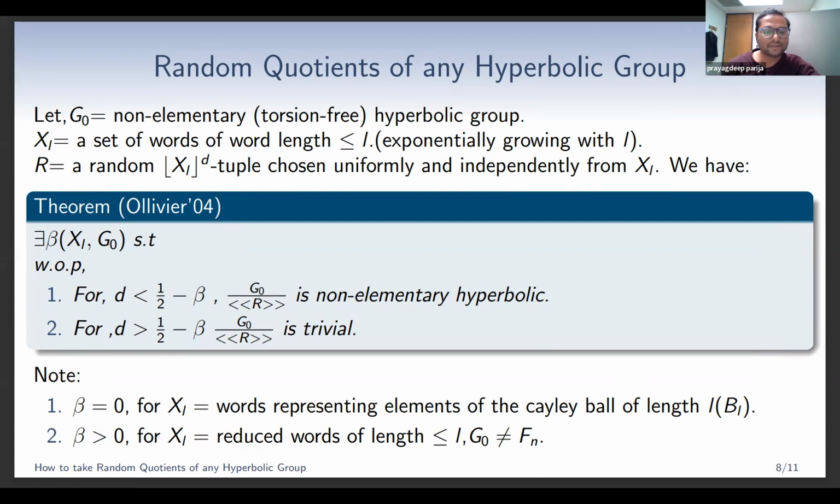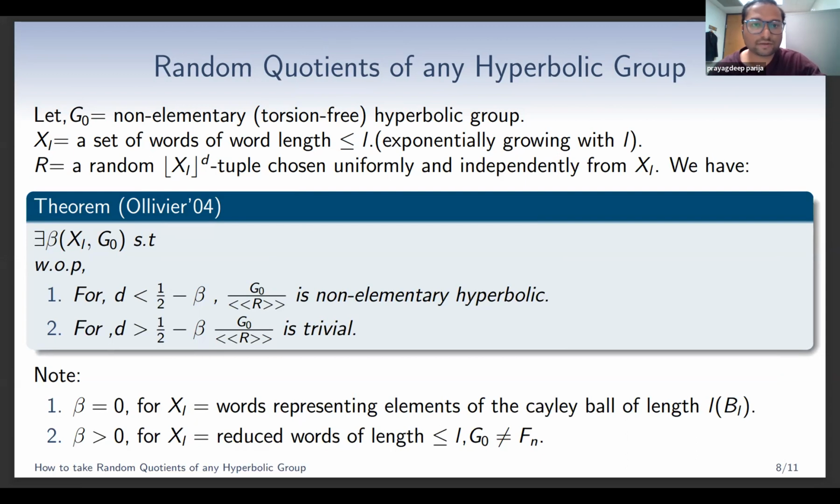So in the previous case of free groups, we had that this X_L was the reduced words of length L, and R was this tuple with L to the D slots, choosing independently and uniformly from X_L. So in Gromov's theorem, we had that for density less than half, your quotients of the free group were non-elementary hyperbolic, and for density greater than half, your quotients were trivial.